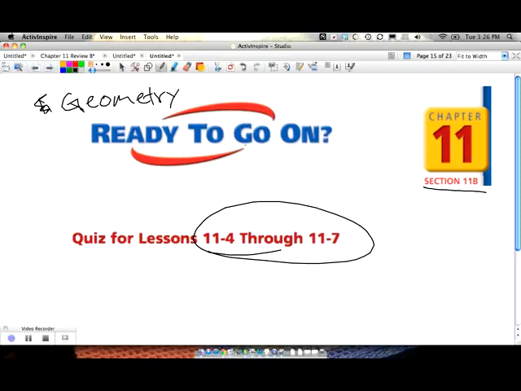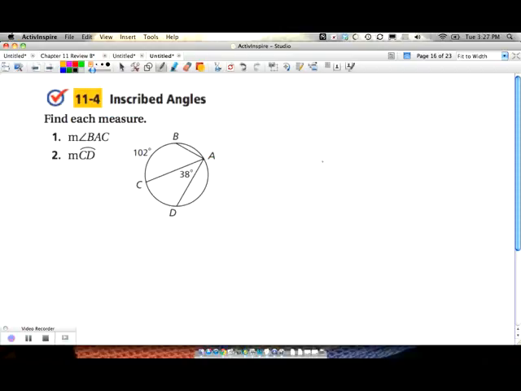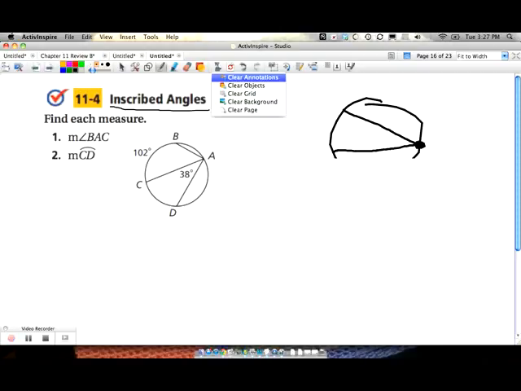Section 11.4 talks about inscribed angles. What you're actually looking at is when you have a circle and an angle touching the circle. We've got a circle, and the vertex touches the edge of the circle. It has to be that one, not this little one down here, not this one, but this one.